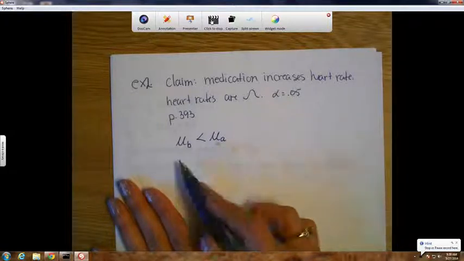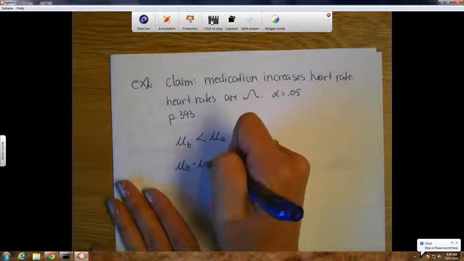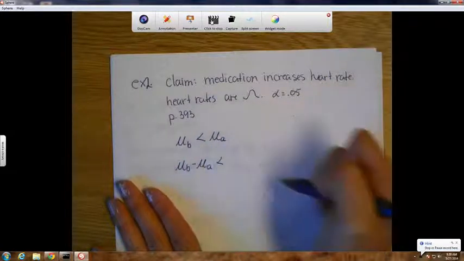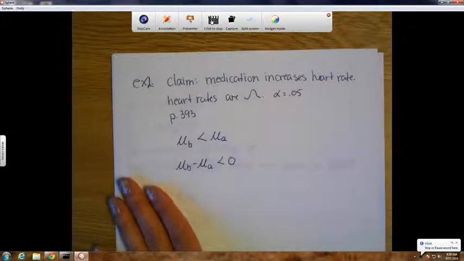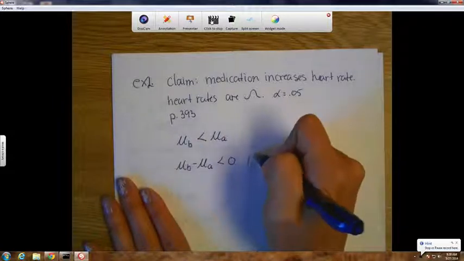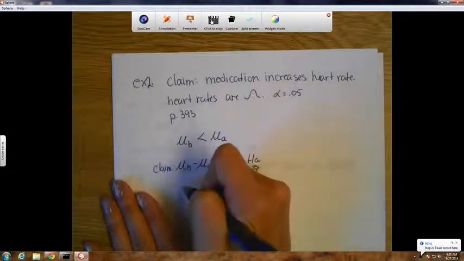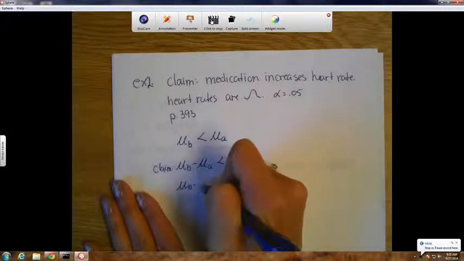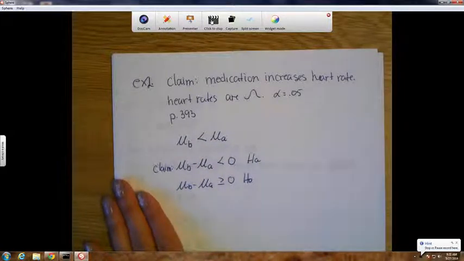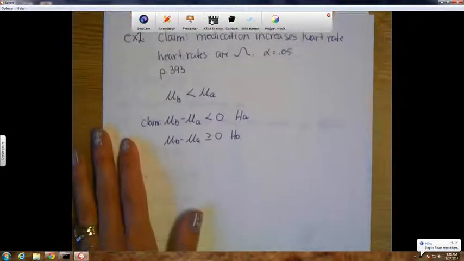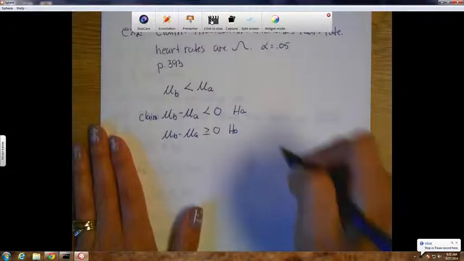And we're doing the difference. So that means the average before minus the average after is less than 0. So there's our HA. That's our claim. The average before minus the average after is greater than or equal to 0 is the H0. Okay, so what tail test are we doing? Left tail test.